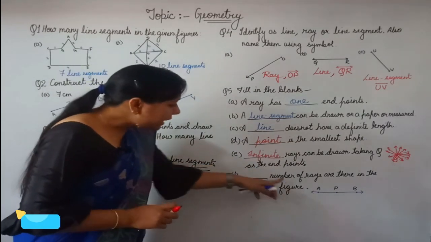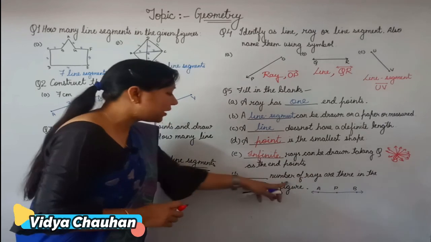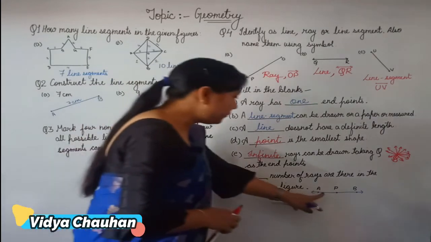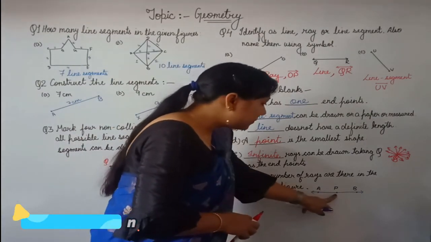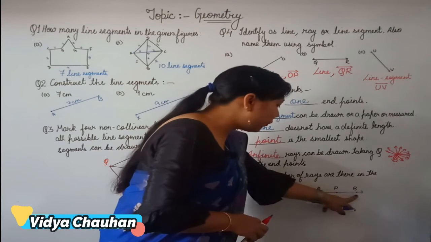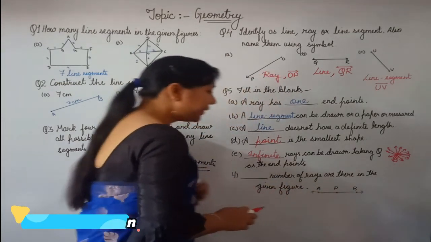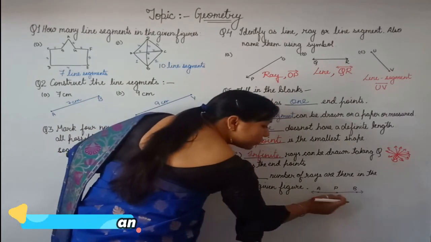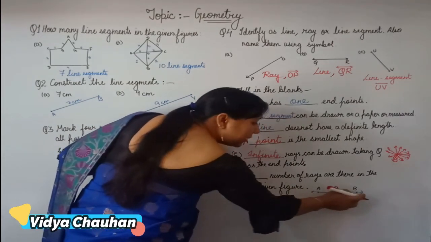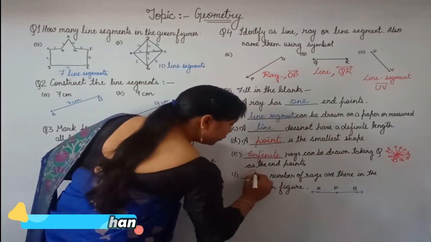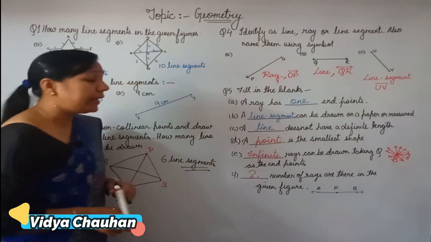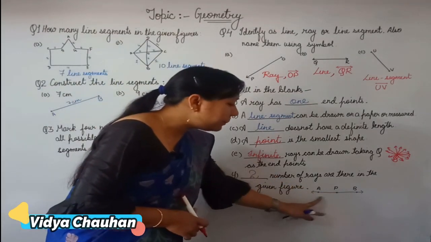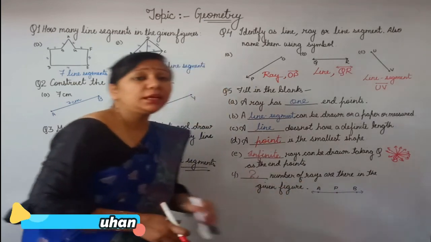F part, dash number of rays are there in the given figure. How many rays are there in the given figure? So here the figure is given to you. It is a line in which there are 3 points A, P and B. So how many rays are there? Rays means one of the endpoints should be fixed. So P, A and P, B. So how many rays are there? 2. So there are 2 rays in the given figure. And what is its name? Ray PA and ray PB.